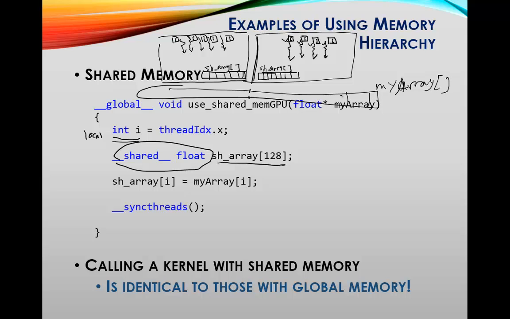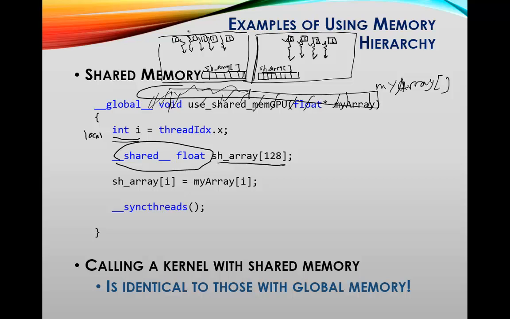Okay, so everybody will have access to my array as global memory, and each of these blocks will have its own copy of shared memory, and each of the threads will have their own copy of local variables. And when you call these functions, they're effectively the same as invoking just kernels with global memory or just kernels with local memory.